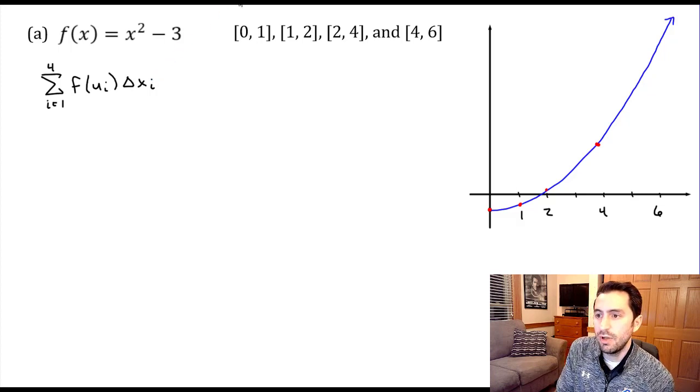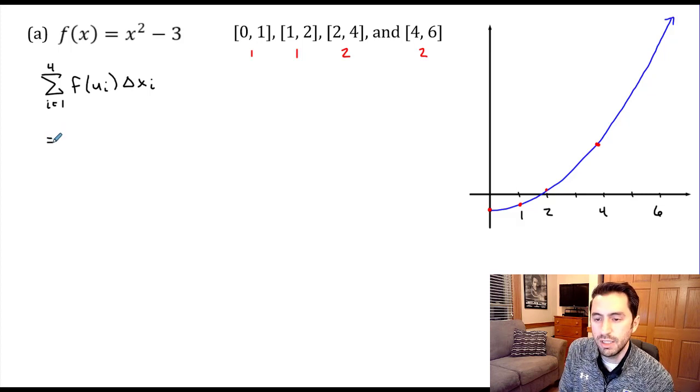So we have 4 subintervals here, and let's make note of how wide each of these are. 0 to 1 has a width of 1. 1 to 2 is 1. 2 to 4 has a width of 2. And then 4 to 6 also has a width of 2. So now we're going to sum together the area of all these rectangles.